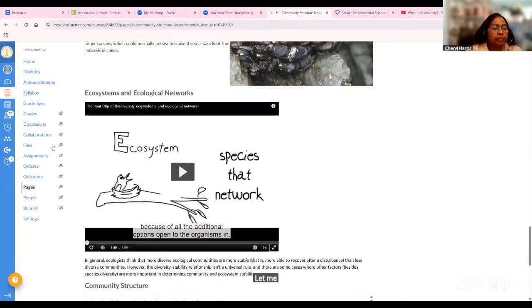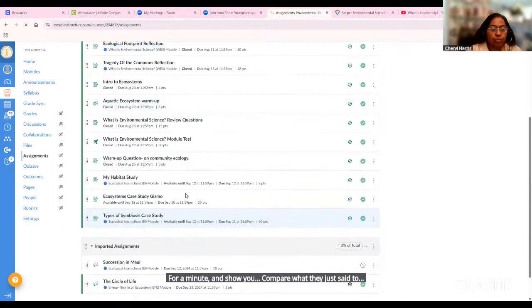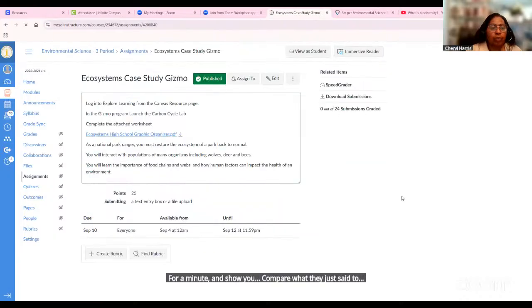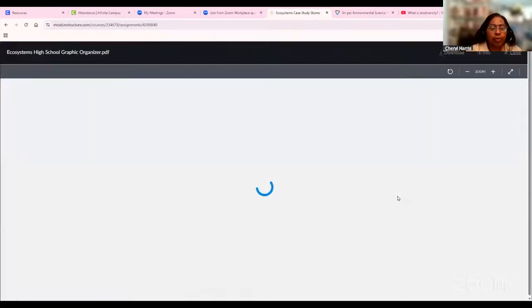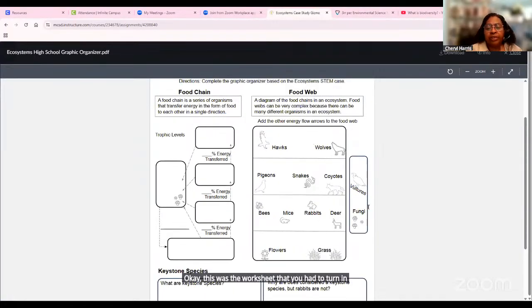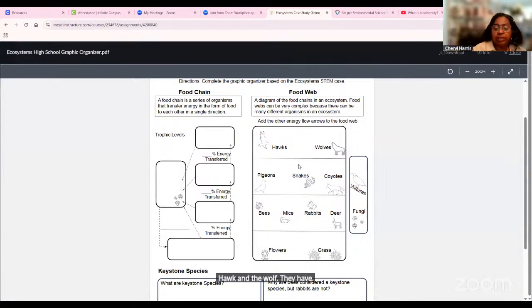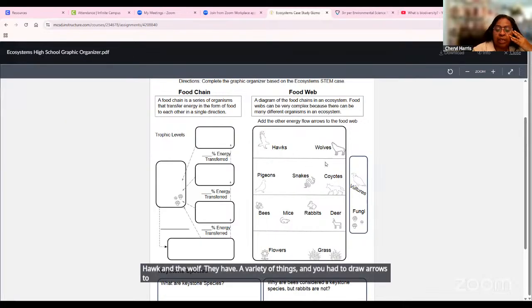Let me go back and look at your worksheet for a minute and compare what they just said to it. Okay. This was the worksheet that you had to turn in. When they said higher, if we're looking at the food web, higher trophic levels would be up here with the hawk and the wolf. They have a variety of things, and you had to draw arrows to the things that they eat.